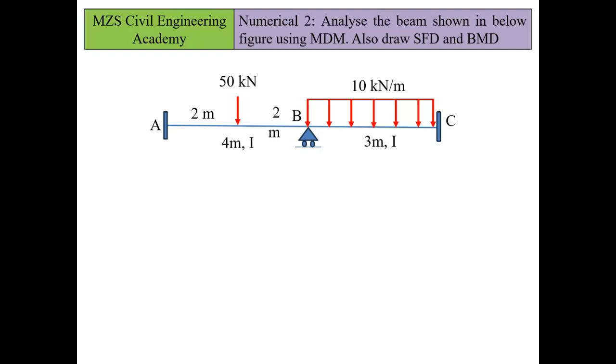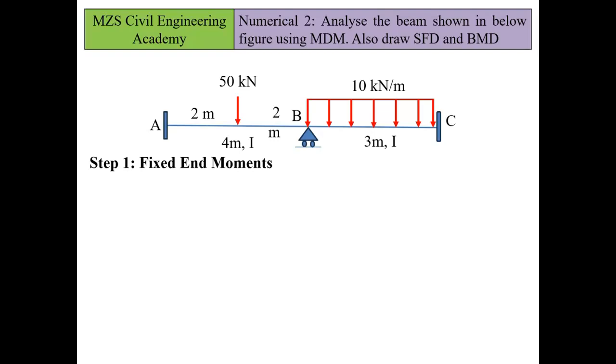Within the span AB, a point load of 50 kN acts at the mid span, whereas the span BC is subjected to a uniformly distributed load over the entire length of magnitude 10 kN per meter. The very first step in the analysis is to find out the fixed end moment.